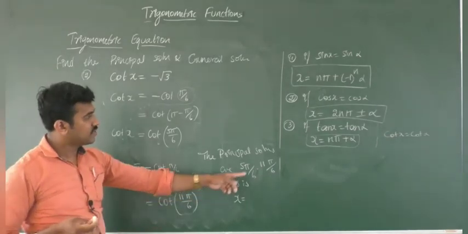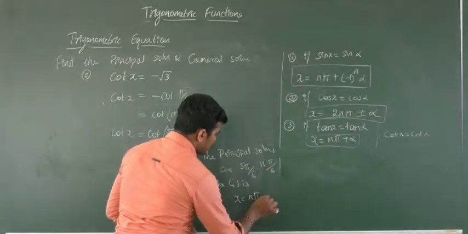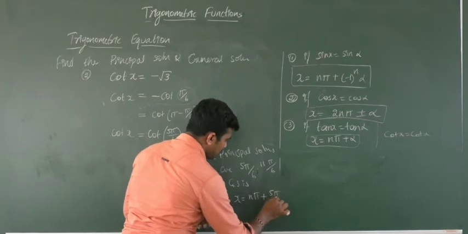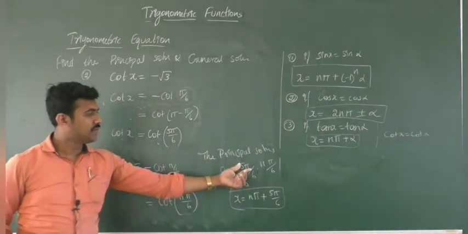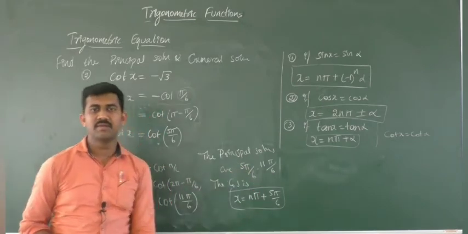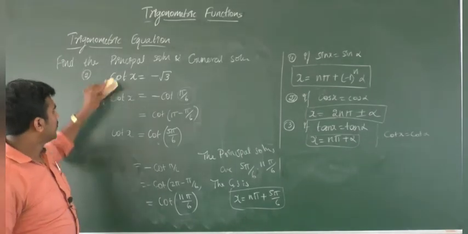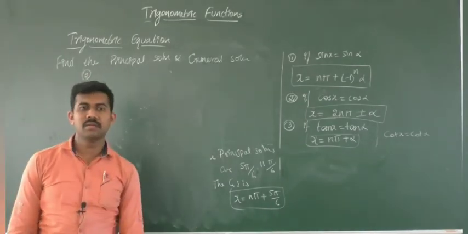Now x is equal to, what will we get here? n pi plus alpha. Alpha means 5 pi by 6. Take any one solution, take 5 pi by 6 as a principal solution and write. Okay, so like this, very simple, right? Okay, now similarly, next we'll see the next question.